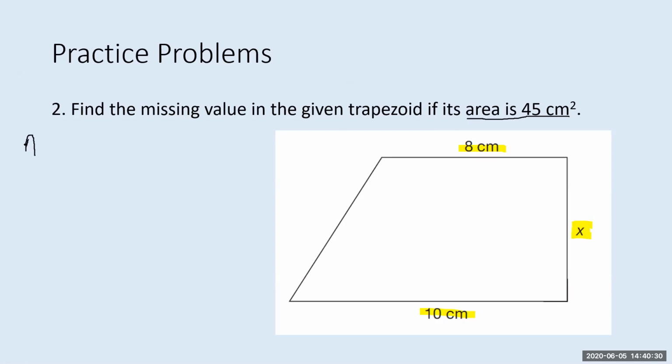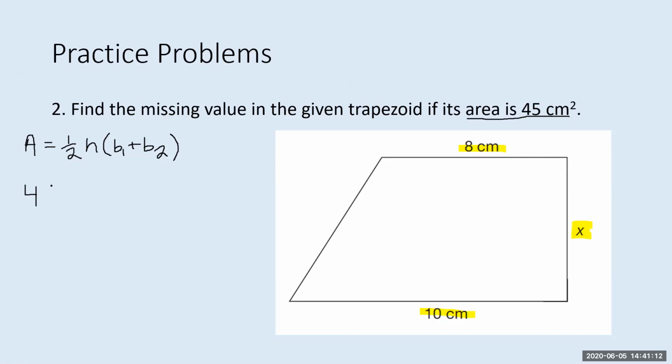So right away, I'm going to take a look at my formula sheet, and I'm going to write down the formula for area of a trapezoid. So it's a half times the height times the sum of the two bases. So base 1 plus base 2. I got my formula written down. I'm going to start filling in the info that I know. So I know the area is 45. So I'm going to replace that A with a 45.